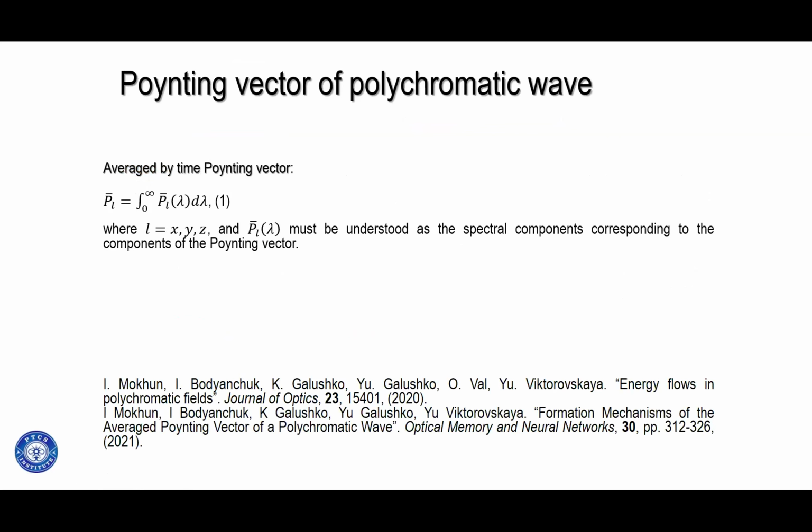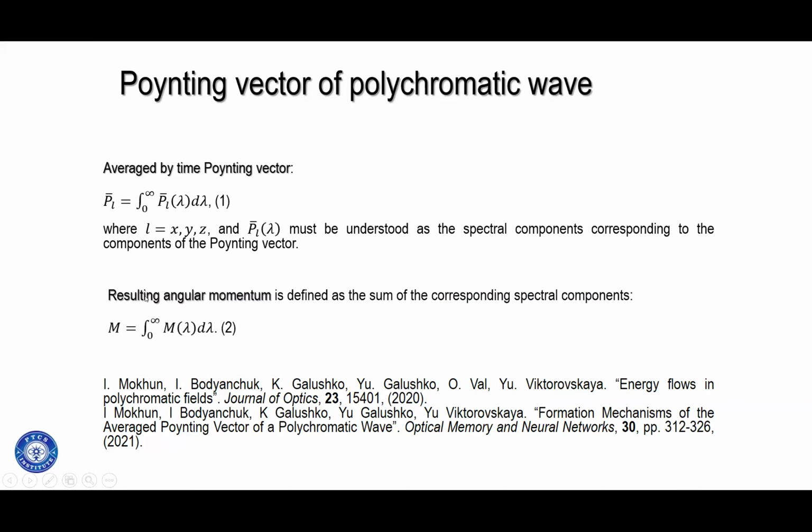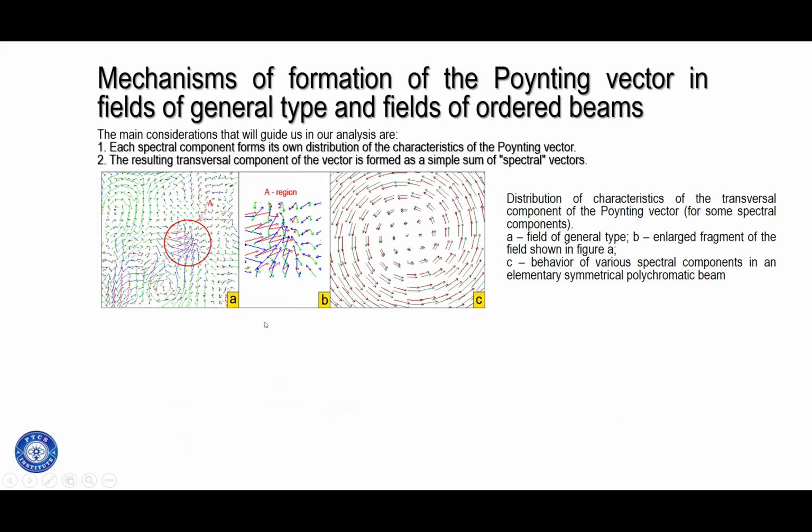What is known, in particular, are relationships for the time-averaged Poynting vector obtained in the case of the paraxial approximation. The resulting Poynting vector is the sum of the corresponding spectral components. A similar statement is absolutely true for angular momentum. Obviously, the behavior of energy flow in polychromatic fields must be related to the structure of the analyzed field.